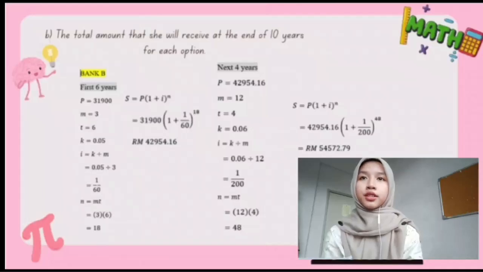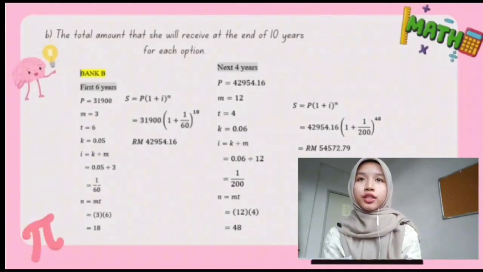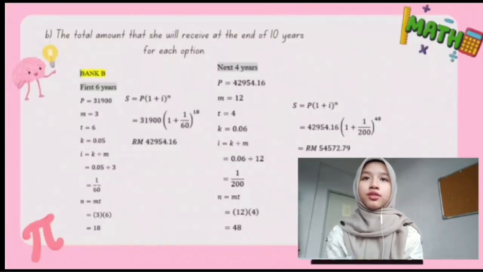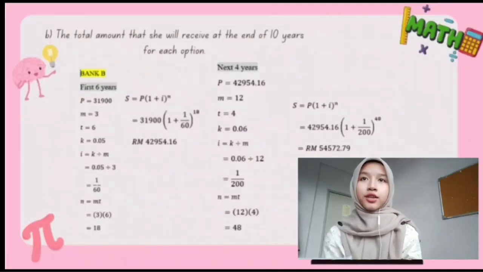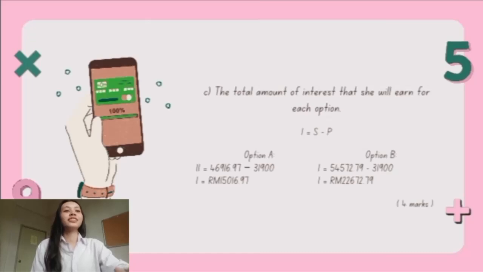For the next 4 years, we are going to use our new principal, which is the future value from the first 6 years, 42,954 ringgit 16 cents, M equal to 12, T equal to 4, K equal to 0.06, I equal to 1/200, and N equal to 48. Let us put it into the future value formula, which is S equal to 42,954 ringgit 16 cents open bracket 1 plus 1/200 close bracket, and our number of interest periods will be 48. And the total amount that she will receive for Bank B is 54,572 ringgit 79 cents.